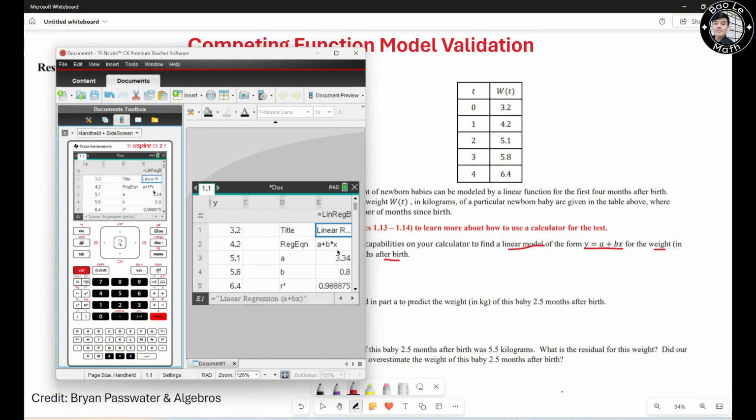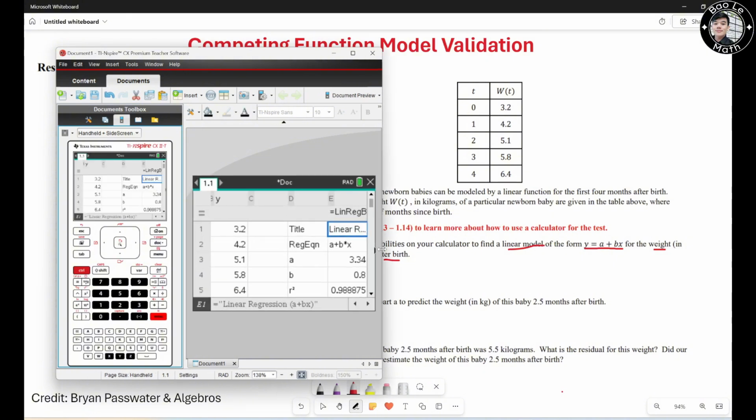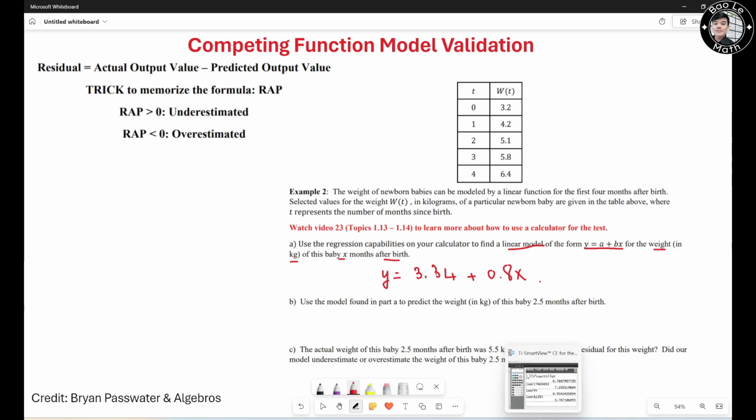Enter. So your answer should be right here. Y equals A plus BX, where A equals 3.34 and B should be 0.8. Now, what if we use the TI-84 Plus CE calculator?